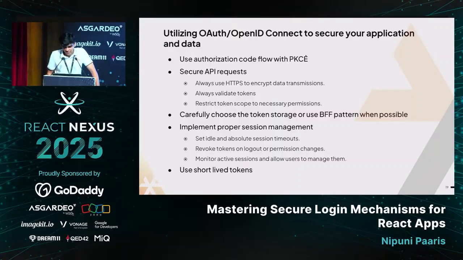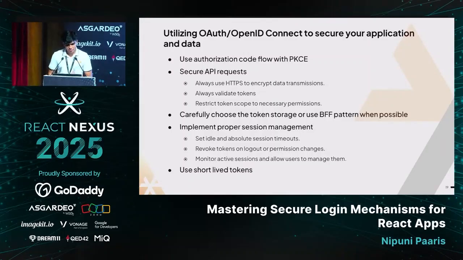And then carefully choose the token storage, or use the BFF pattern, backend for front end. Yeah, backend for front end. So we can use it for token management. You can use the backend for storing tokens, validating tokens, and everything. You can have your own backend. When you get the token, you will receive it on the backend side, and you will call for information from your backend, right?